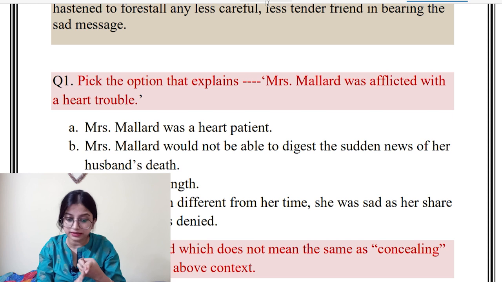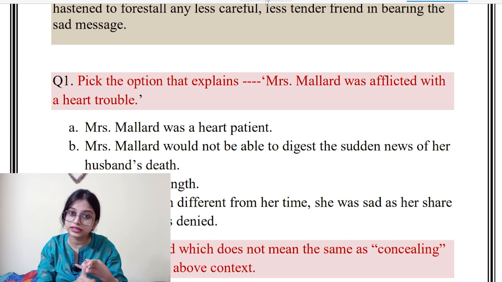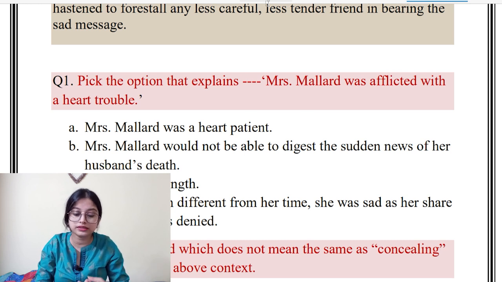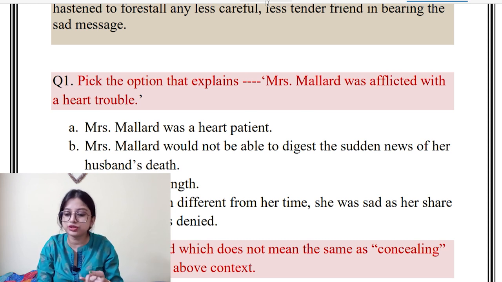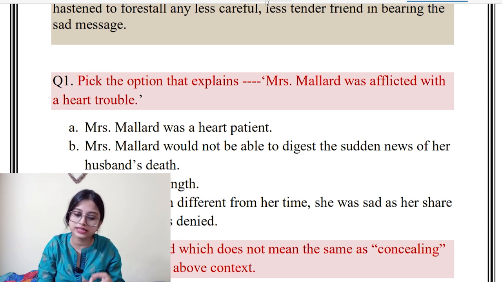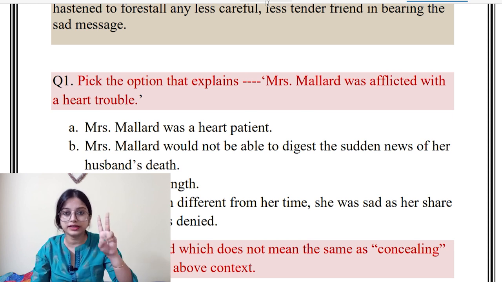She lacked strength. Okay, it can also mean so symbolically. It may mean that she lacked strength or endurance, maybe. Number 4, being a woman different from her time, she was sad as her share of freedom was denied. Now this one is also correct. So we can see that A, C and D are correct, or more correctly, A and D, which are both correct, right?